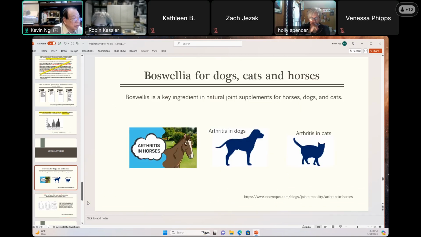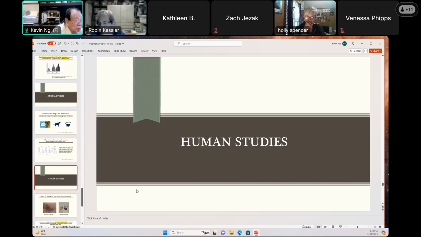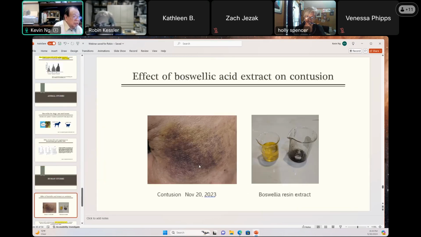Okay, so dog, and then the evidence that it works as an anti-inflammatory agent is that it brings down all these cytokine levels from here to here, from here to here, and from here to here. It is a very, very effective chemical that lowers the inflammatory mediators. This is the basis of how Boswellic acid can reduce inflammation. Now, what about human studies? Not much, but there are quite a lot.